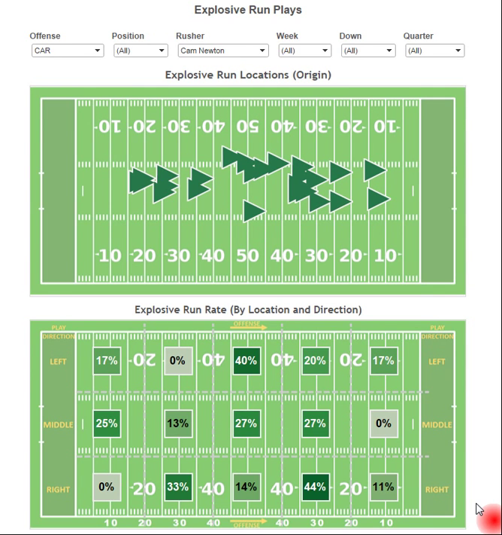Here we are looking at explosive run plays and visualizing them on the field. So you can, again, decide which offense you want, whether or not you want to focus on a particular position. So you can look at all running backs, for example, for this team, or all wide receiver run plays for this team. You can look at the rusher.